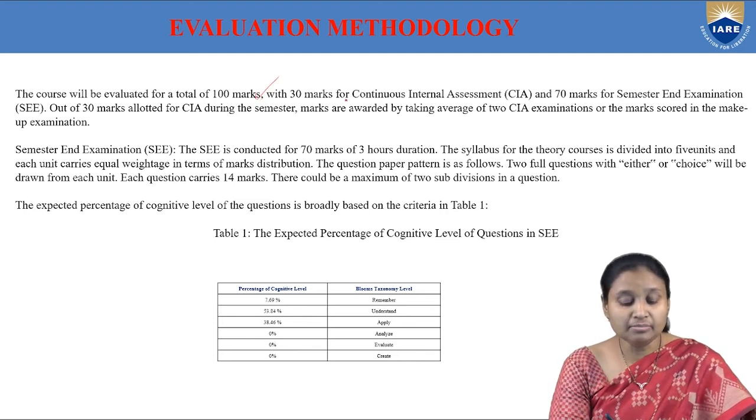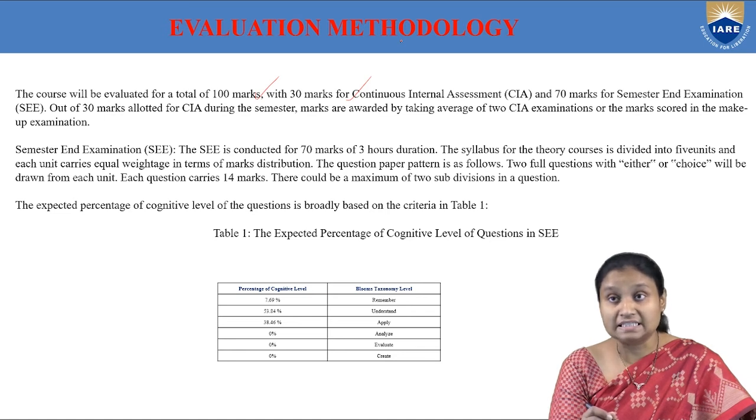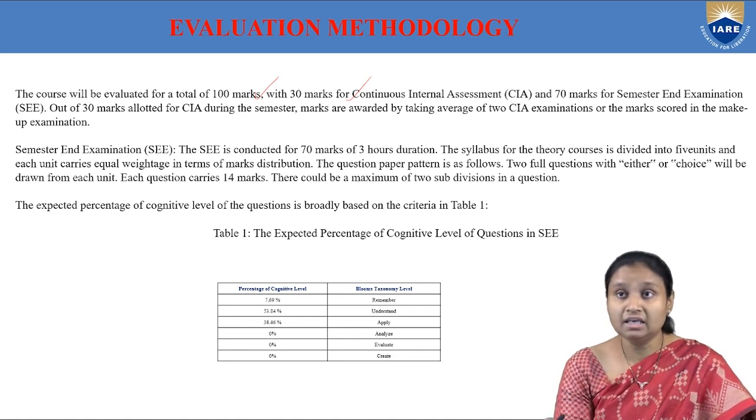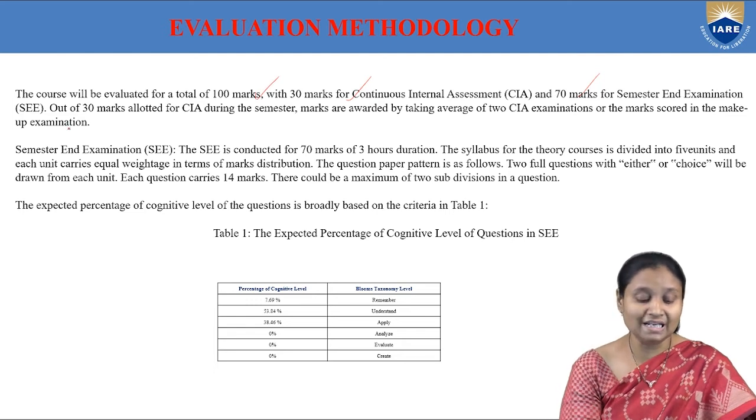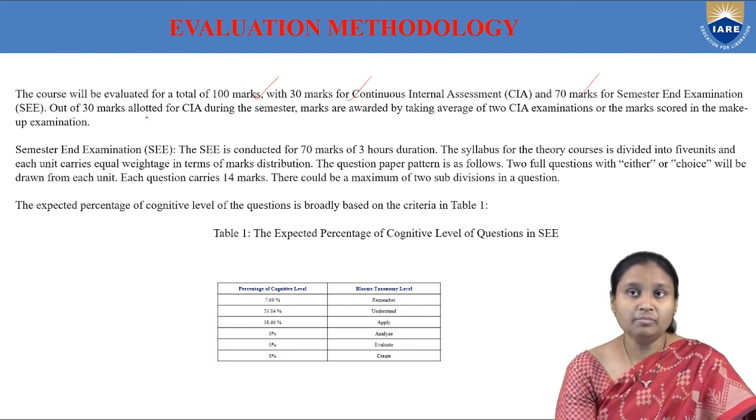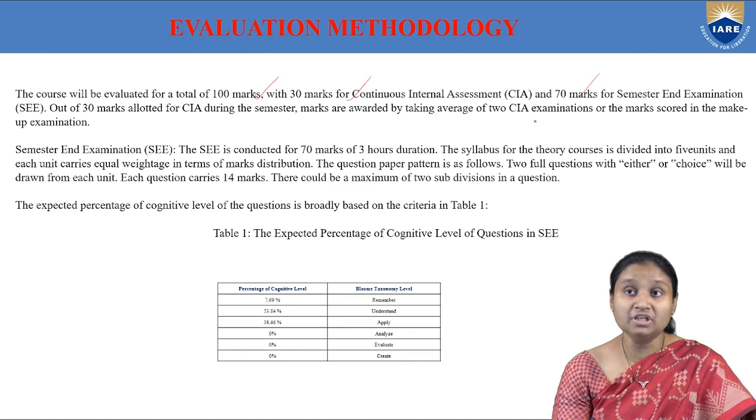Out of which 30 marks are for continuous internal assessment, which is simply called CIA, and 70 marks are for semester end examination, which is called SEE. And when we talk about continuous internal assessment, here of course it is for 30 marks and it is for a semester.